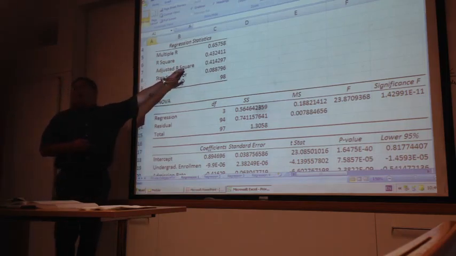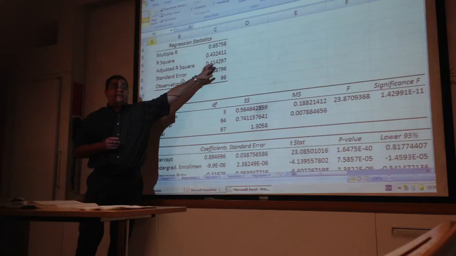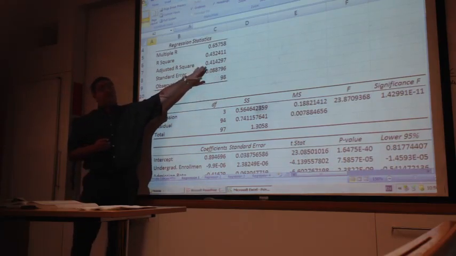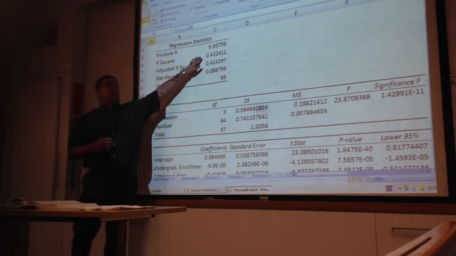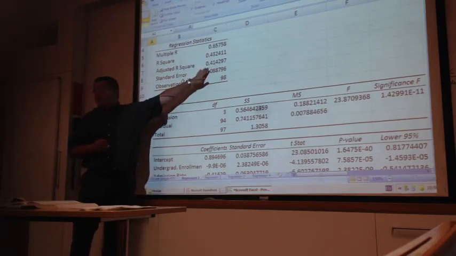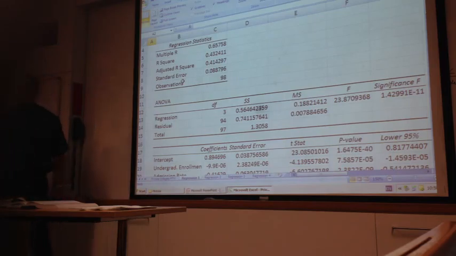The first number, we look at the adjusted R squared. Multiple regression, so the adjusted R squared is the one that matters. If I give you a simple regression, it will be the R squared that matters. Is this a good adjusted R squared?